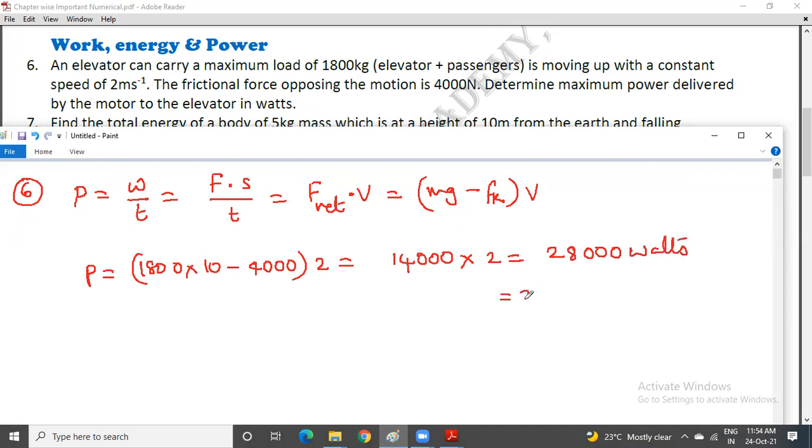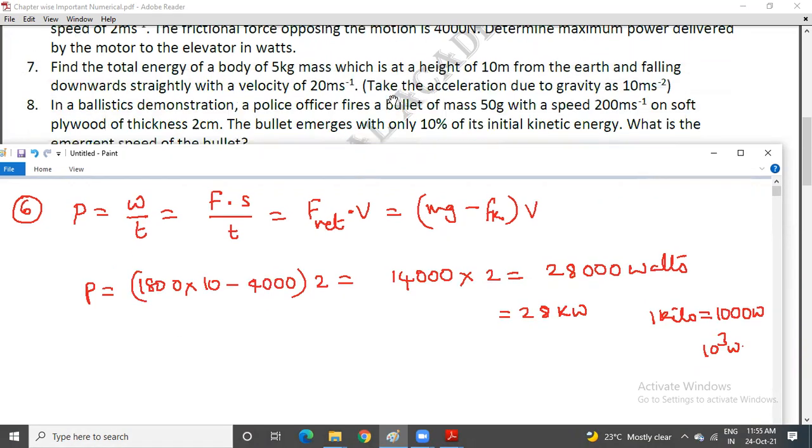You can also write that as 28 kilowatts. 1 kilo is equal to 1000 watts, or you can write 10 cube watts, right? So let us proceed with the next question.